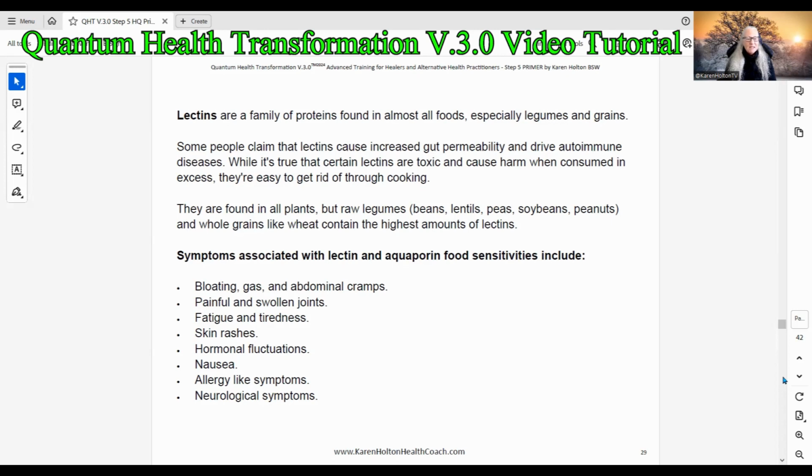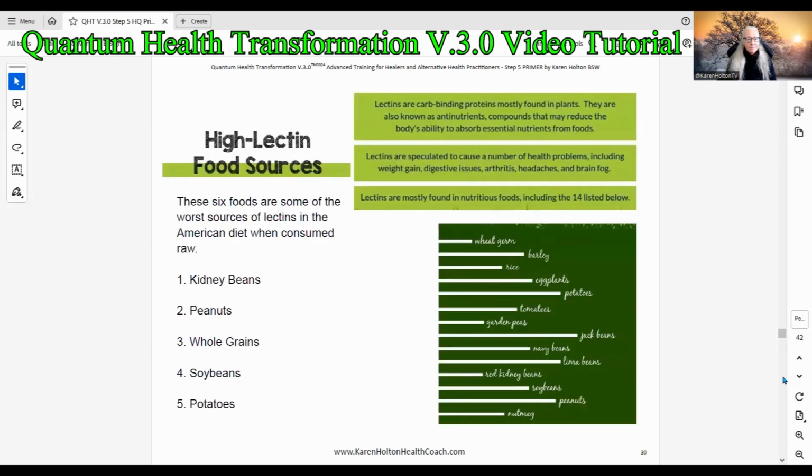They are found in plants, but raw legumes, which include beans, lentils, peas, soybeans, peanuts, and whole grains like wheat, contain the highest amount of lectins. Symptoms associated with lectin and aquaporin foods, food sensitivities, include bloating, gas and abdominal cramps, painful and swollen joints, fatigue and tiredness, skin rashes, hormonal fluctuations, nausea, allergy-like symptoms, and neurological symptoms.